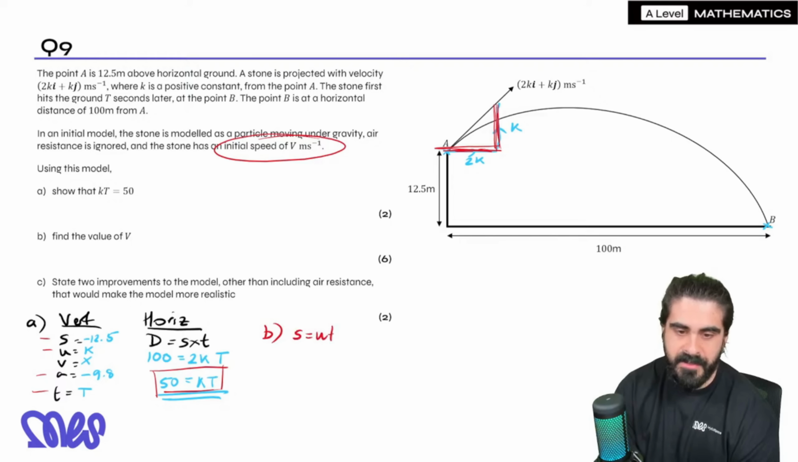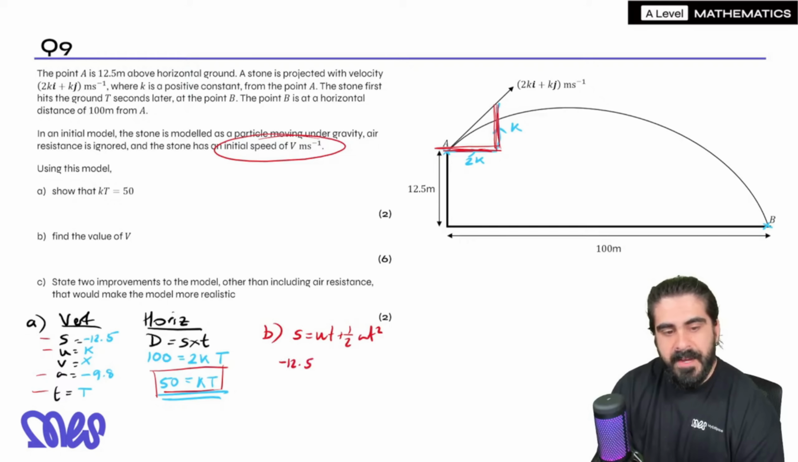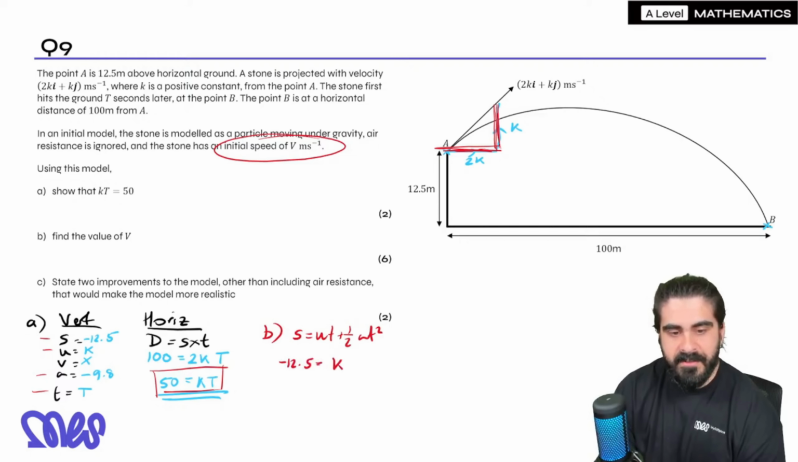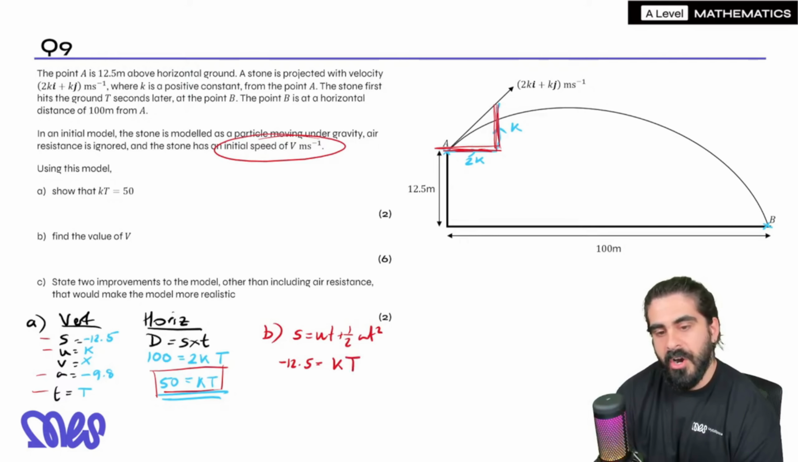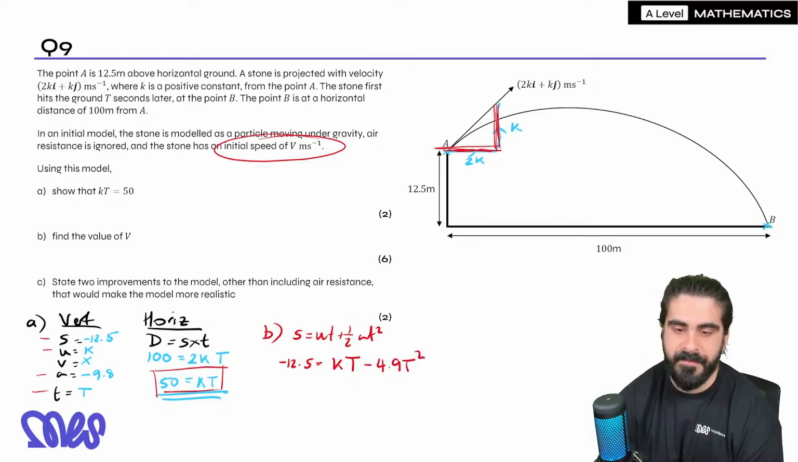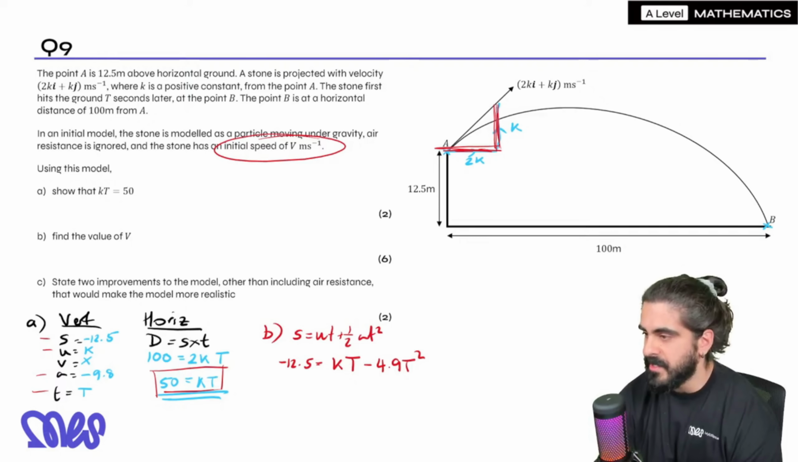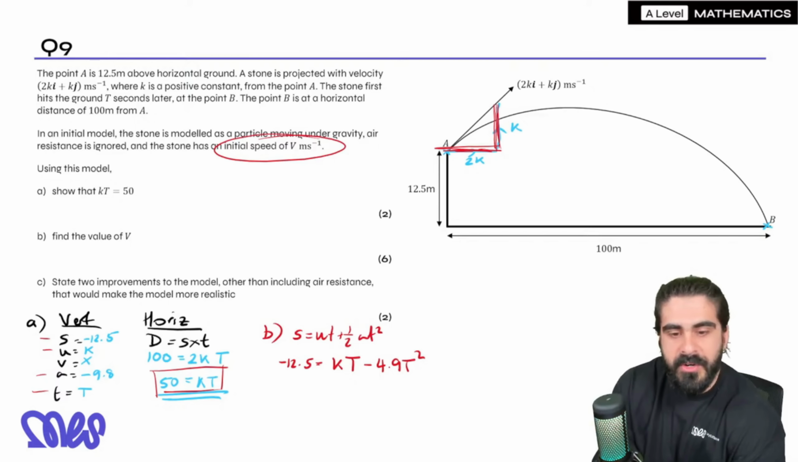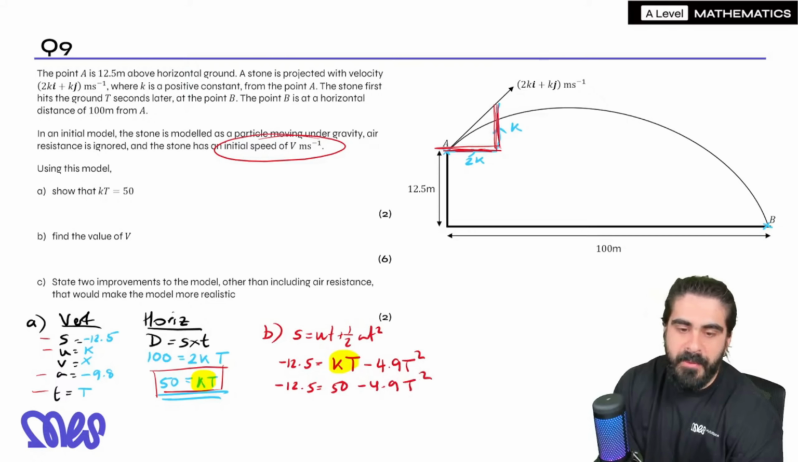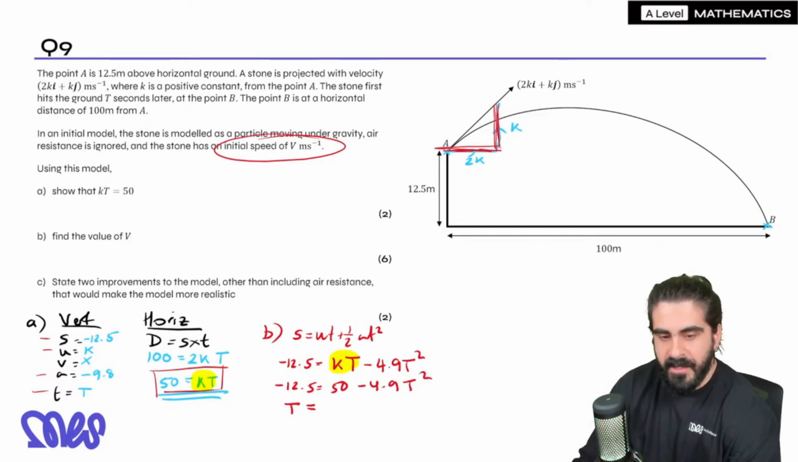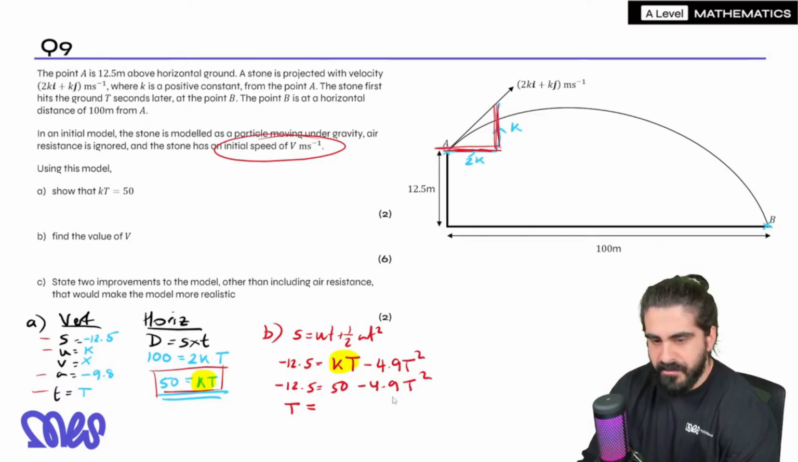S equals ut plus half at squared. So minus 12.5 is u, which is k, times capital T, plus a half of a, if a is minus 9.8, we have minus 4.9 T squared. Now, can you guys see how we could do this really easily? Should we just sub in 50? So we don't really need to do simultaneous equations. We can just work out what T is, which we can then use to work out what k is. So if we rearrange that, it will be 4.9.